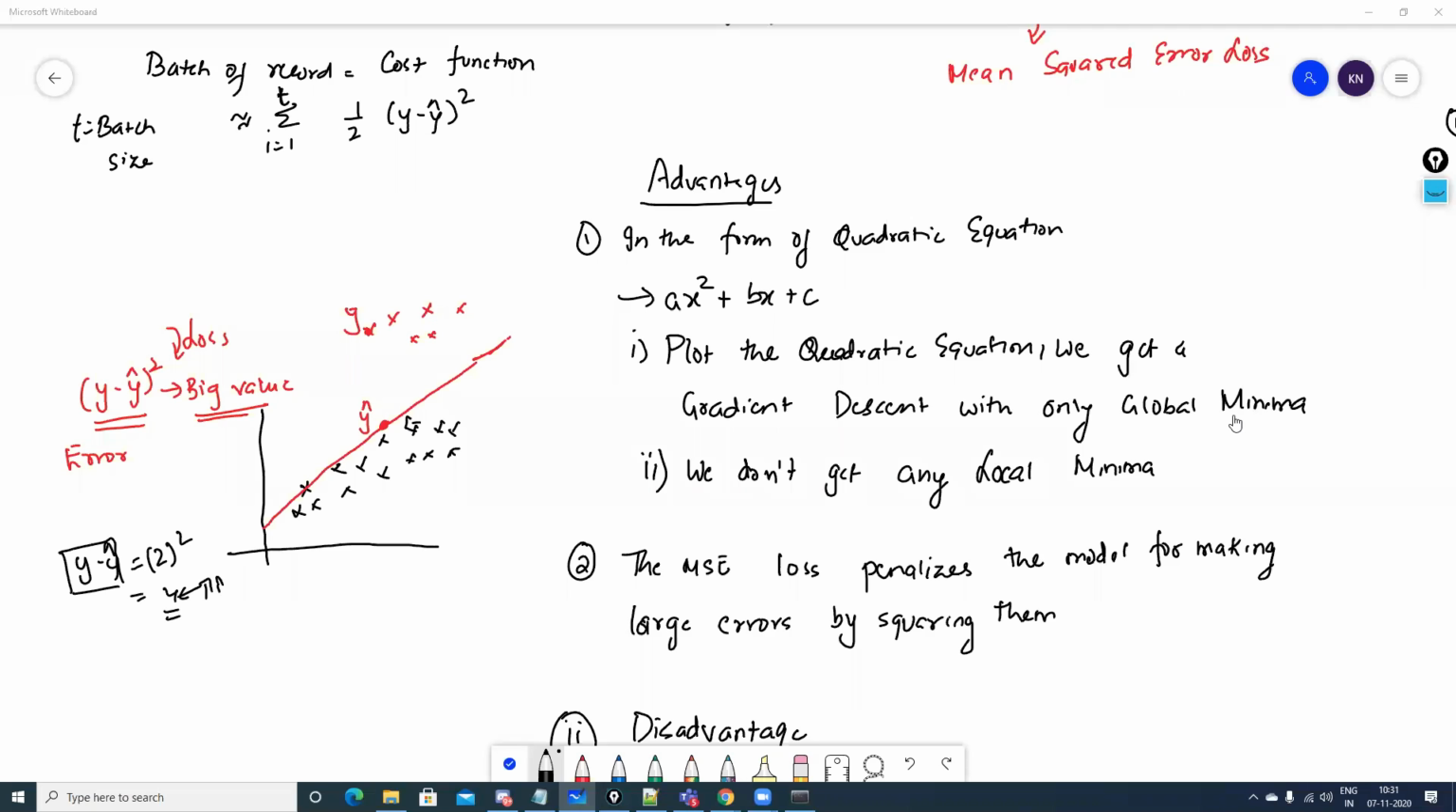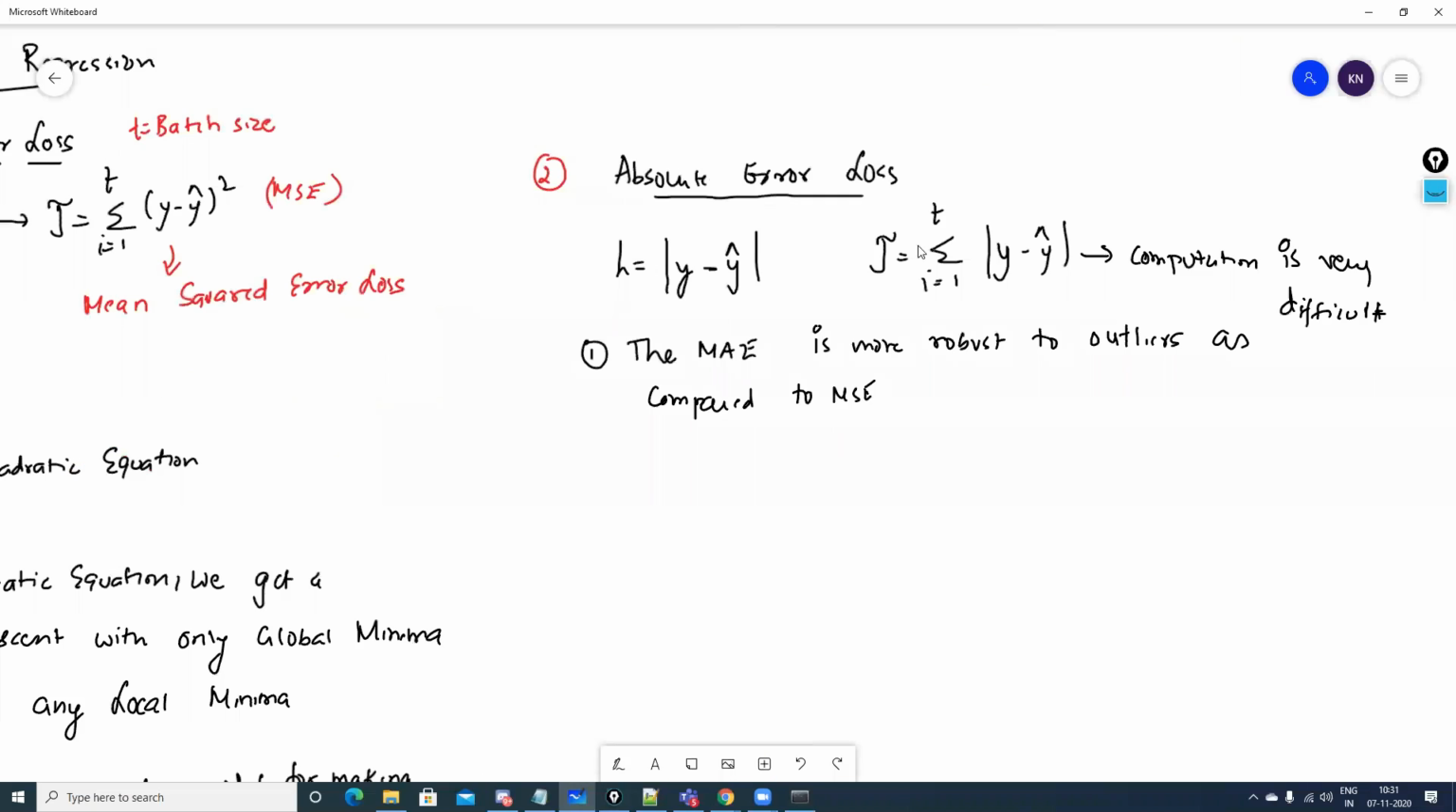Okay, so I'm just disabling the chat, guys. When I say mean, that basically indicates that I'm definitely going to divide this whole value by n. Okay, 1 by n.